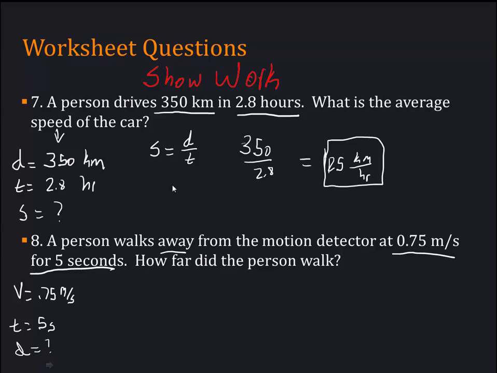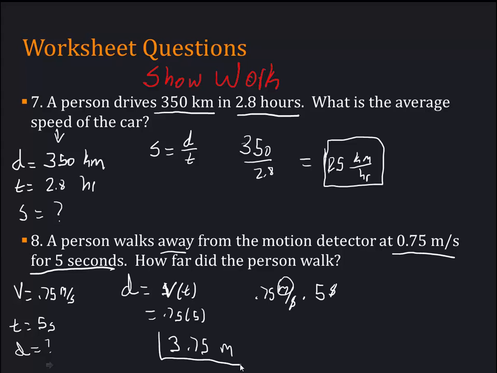Well, I know speed equals distance over time, but I also know displacement is speed, or velocity in this case, times time. So I have 0.75 times 5, which is 3.75. Now, what's my unit here? Well, let's take a look. I have 0.75 meters per second times 5 seconds. This second cancels that second, and I'm left with meters, which is good because I was going for a distance, and meters measure distance. Okay?